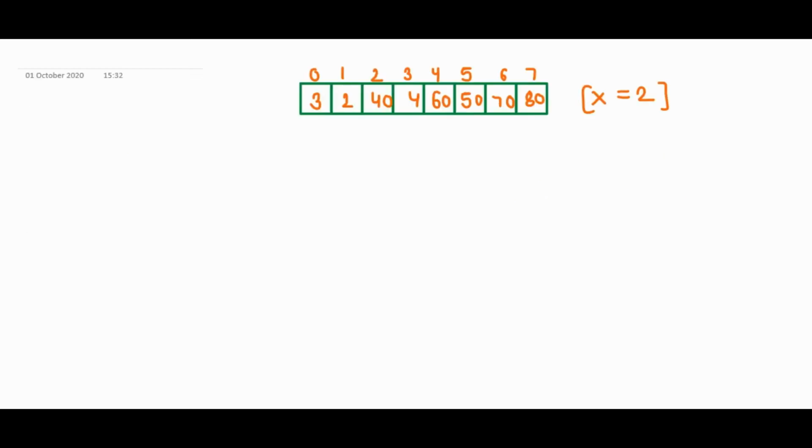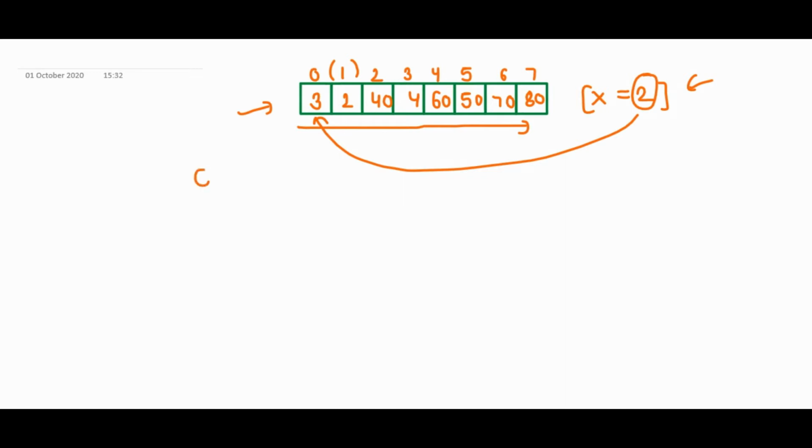Let's say we are given this array and we have to find 2 in this array. So the simple solution is we just traverse through this array and compare this element with every element of this array. And when we find this element, we just return its index. Okay, this is a simple brute force approach, and it will take big O of n time, right?